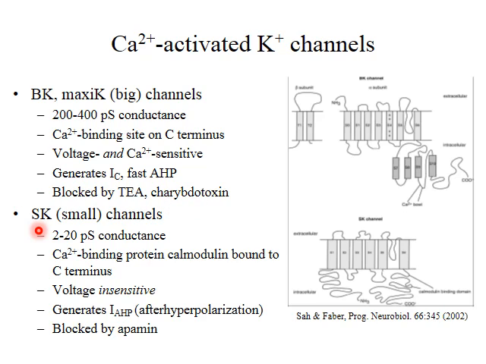A second type of calcium-activated potassium channel is the SK channel, so named because it has a small unitary conductance of about 2 to 20 picosiemens. In contrast to the BK channel, the SK channel is modulated indirectly by calcium. When calcium binds to calmodulin, this leads to a binding of the activated calmodulin to sites, again, on the C-terminus. And in contrast to the BK channel, the SK channel is voltage insensitive. So it's only modulated by calcium via calmodulin. This channel can also generate after hyperpolarization, and it is blocked by apamin, which is a toxin that is isolated from bee venom.